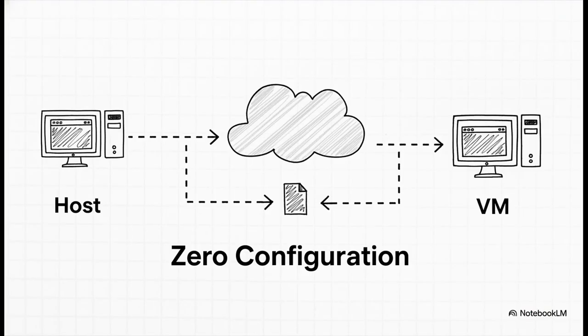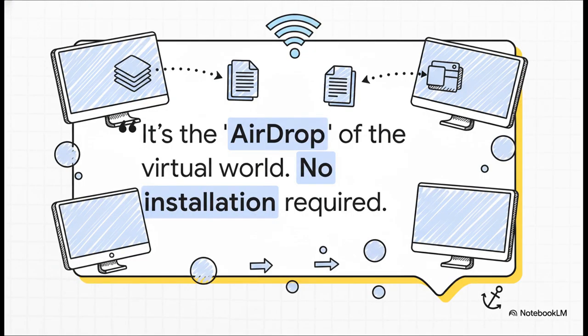The simplest network method requires, believe it or not, zero configuration. As long as both your host and your guest VM can get to the internet, you can use a web-based service to bridge that gap. Seriously, think of this as AirDrop for your virtual world. You just open a website like ShareDrop.io in a browser on both your host and your VM. They just automatically find each other, and you can send files back and forth. For a quick transfer where you don't want to mess with any settings, this is unbeatable.